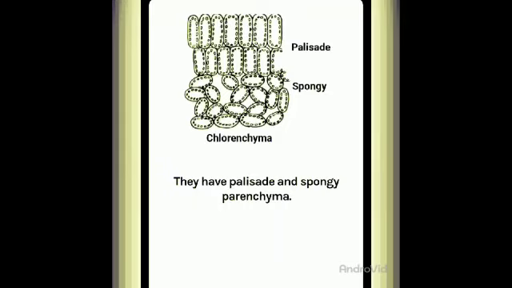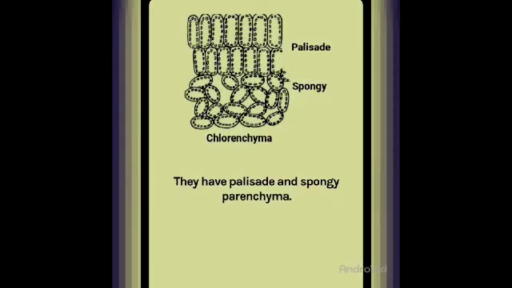So in this picture, children, you can see the palisade type of tissues are arranged in a linear manner. This type of arrangement is called palisade type of tissue, and the second type of tissue you can see is called spongy. So these are the two types which are found inside the chlorenchymatous type of tissues, and the very important characteristic is what? They bear chloroplast. So this is a very important point for you. You can write in your note copy that the chlorenchymatous type of tissues are those tissues which contain chloroplast and they have palisade and spongy type of parenchyma.